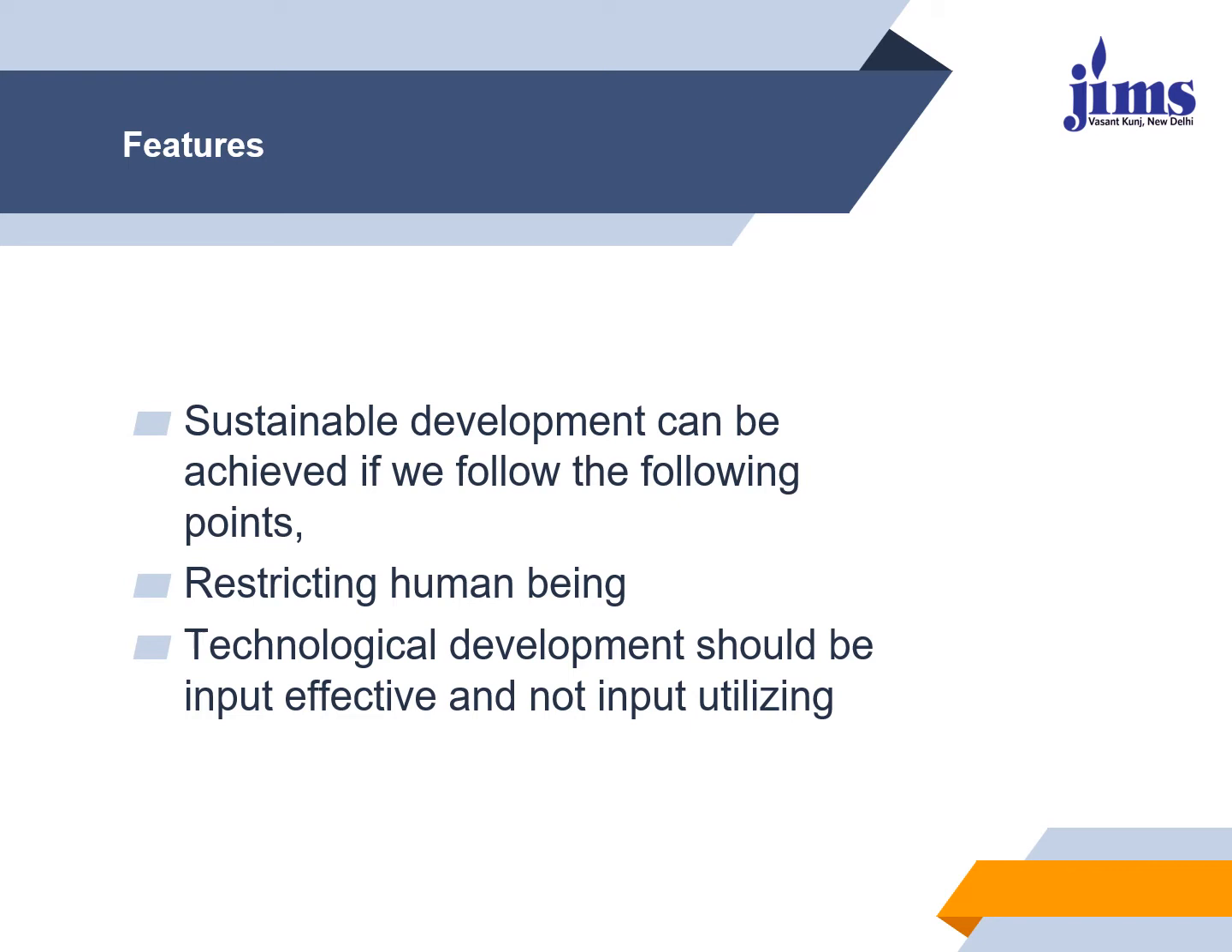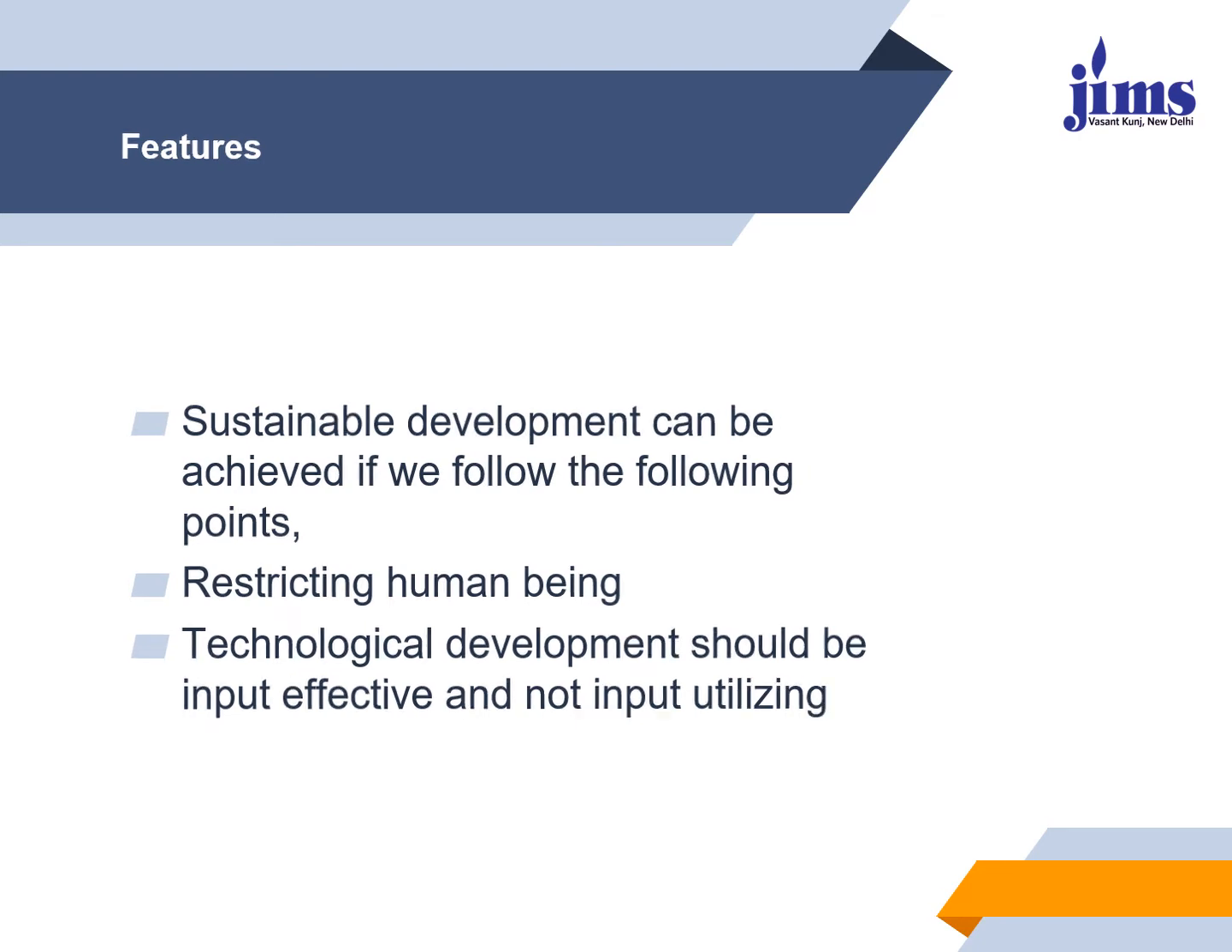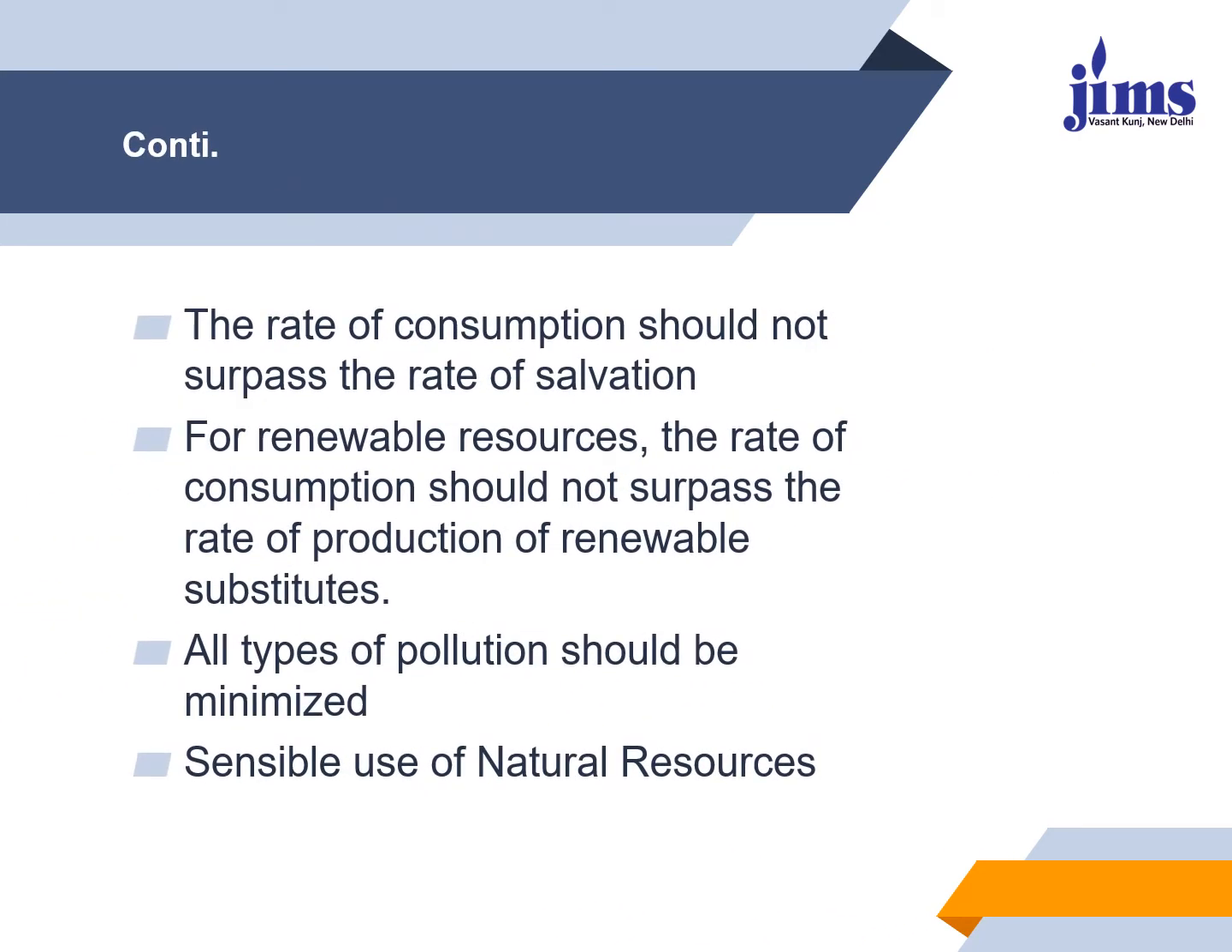There are certain features. Sustainable development can be achieved if we follow the following points. Restricting human beings. Technological development should be input effective and not input utilizing. The rate of consumption should not surpass the rate of salvation. For renewable resources, the rate of consumption should not surpass the rate of production of renewable substitutes. All types of pollution should be minimized. Sensible use of natural resources.